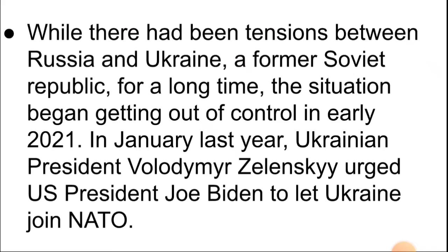Now let's move forward. Now we will know why there had been tensions. While there had been tensions between Russia and Ukraine, as Ukraine was a former Soviet republic for a long time and only fragmented afterwards, the situation began getting out of control in early 2021. In January last year, Ukrainian President Volodymyr Zelensky urged US President Joe Biden to let Ukraine join NATO, the North Atlantic Treaty Organization.